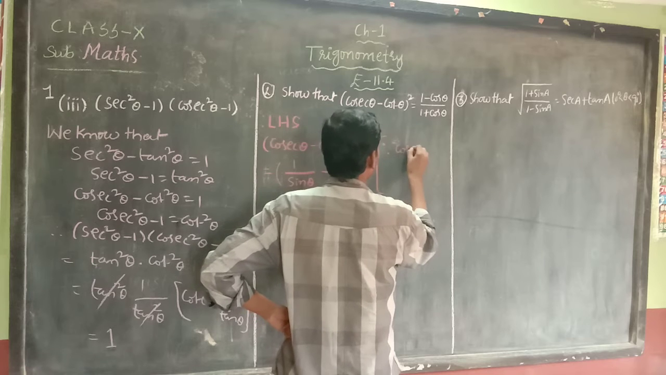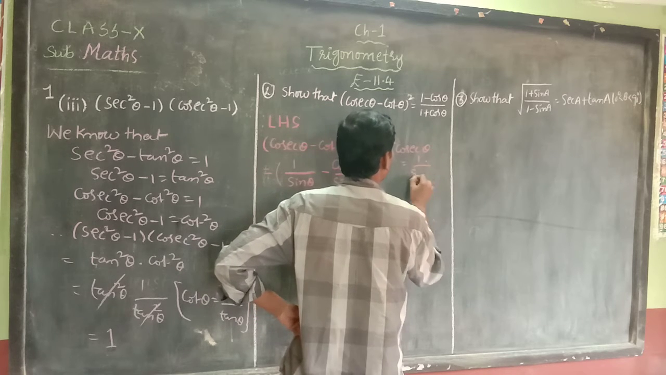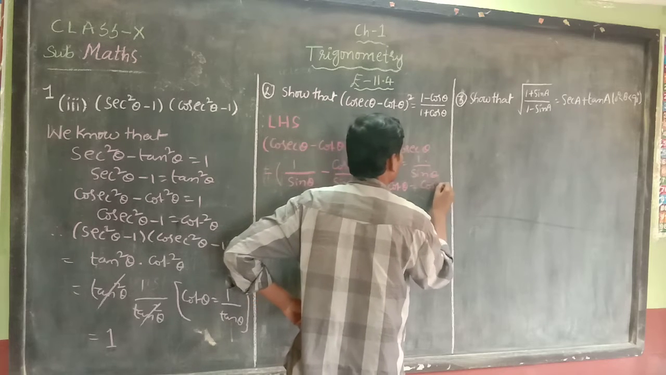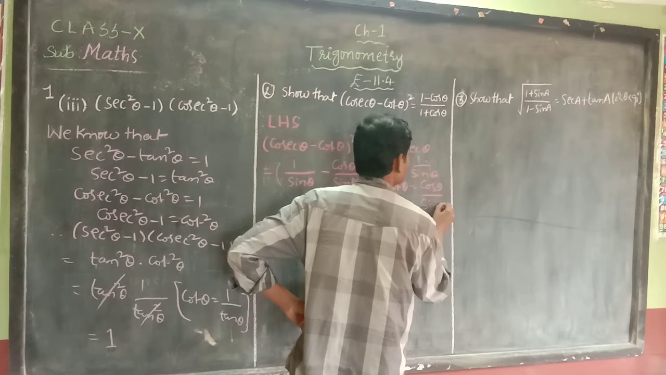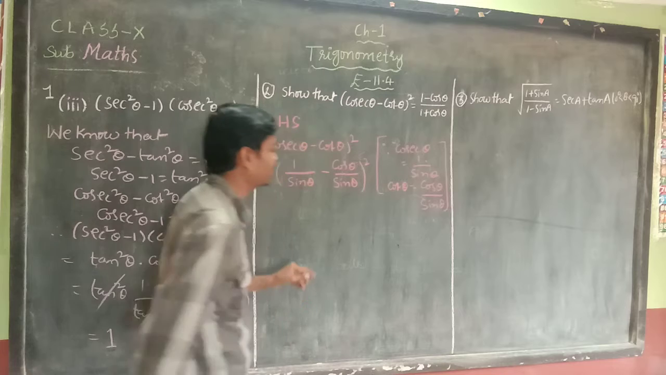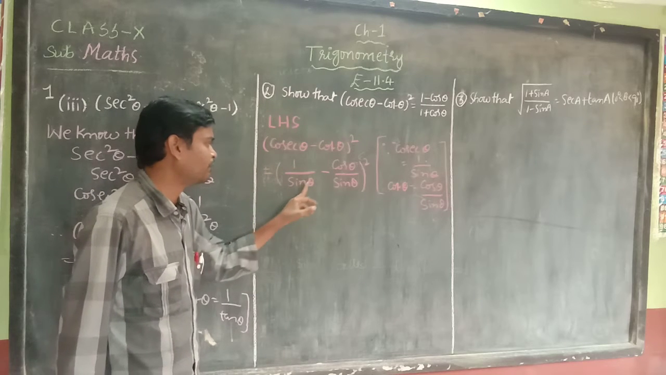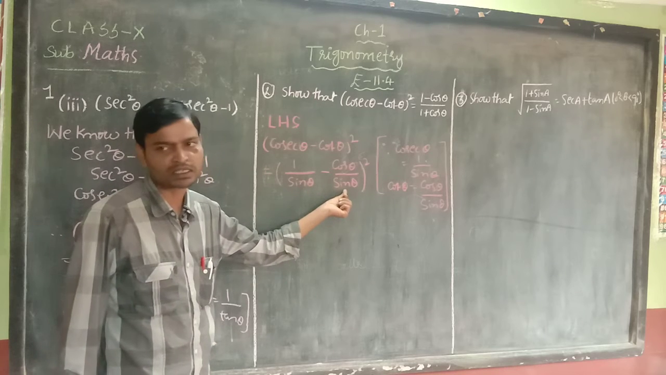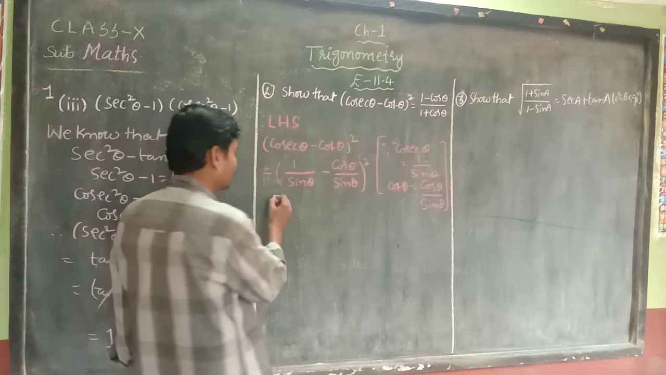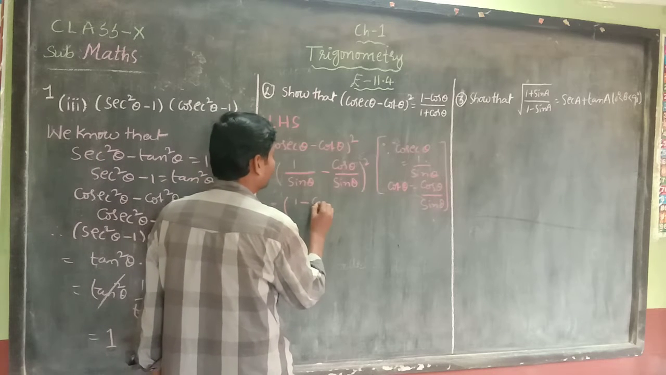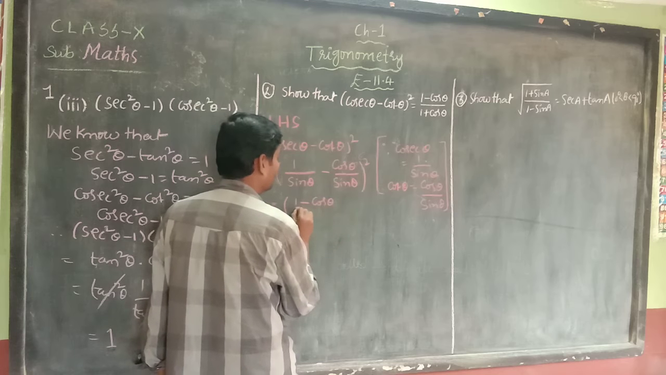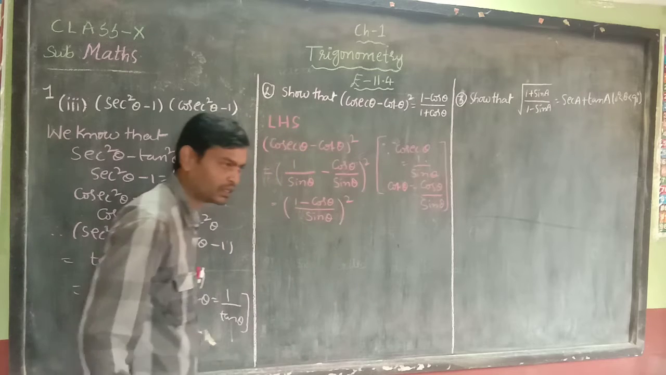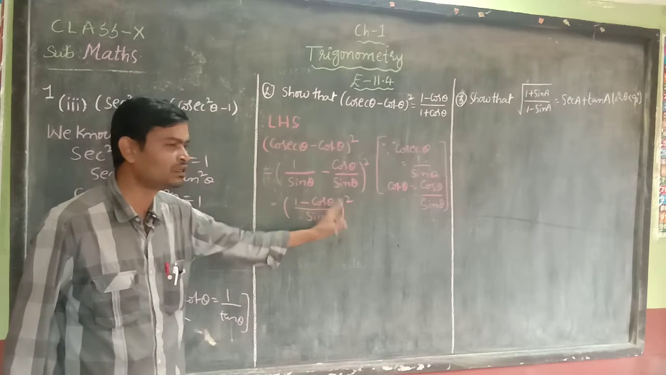Why? Because cosec theta is equal to 1 by sin theta and cot theta is equal to cos theta by sin theta. By using these formulas, we are writing 1 by sin theta minus cos theta by sin theta. Here, what is the LCM? In both of these we have sin theta, therefore the LCM is also sin theta. Therefore, it becomes 1 minus cos theta by sin theta, whole square.